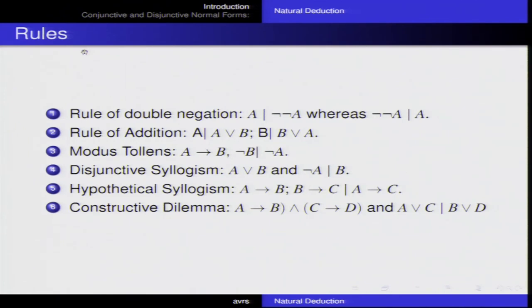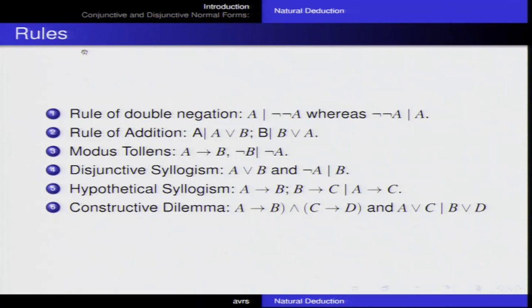Whenever you have negation of negation of A, you will replace it with A. This is what is called the rule of double negation. The rule of addition says that if A is true, then since A is already true, the semantics of disjunction allows us to add any other proposition B without disturbing the truth value of A. So from A you can deduce A or B, or from B you can deduce B or A.